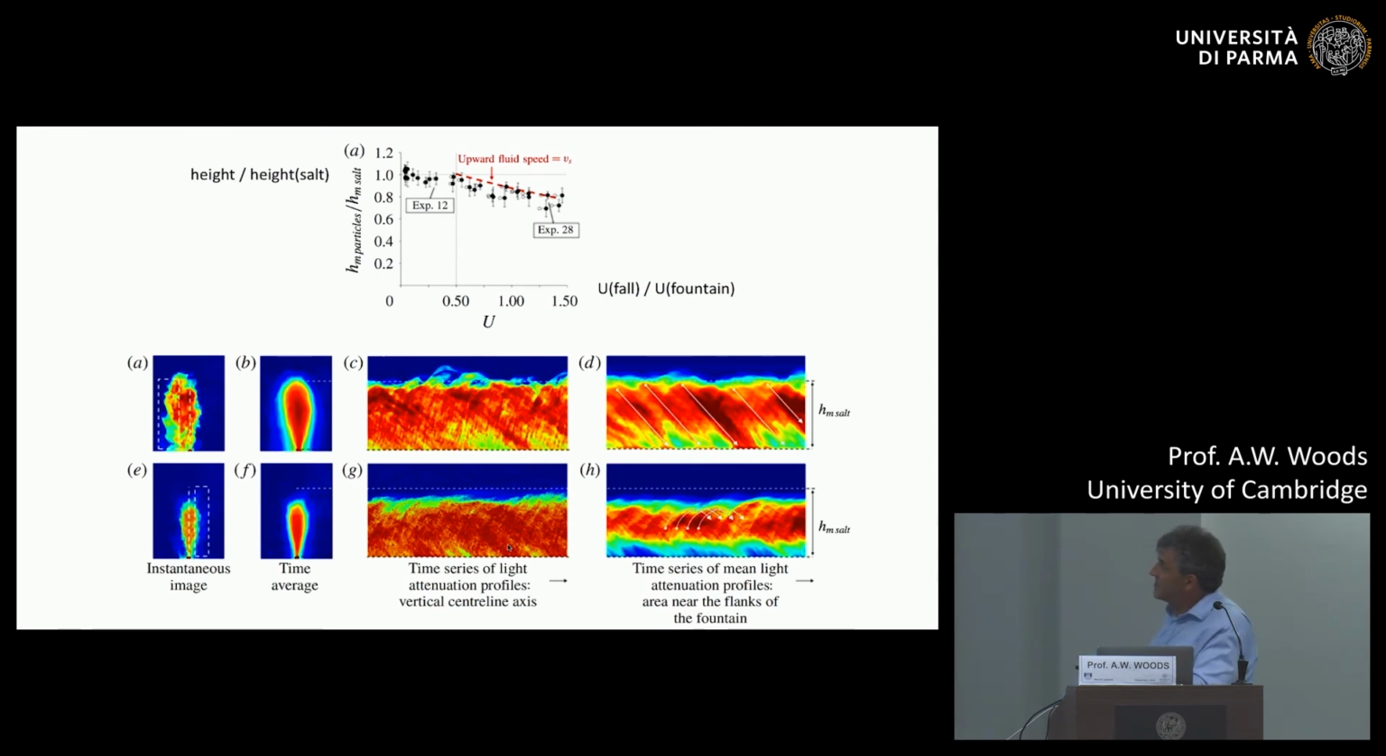And you can see this in the structure of the fountain. So this is a normal fountain where there's a lot of oscillation at the top of the fountain. And this is a fountain where the fall speed is bigger than the fountain speed, and so the particles don't get that high, and they actually fall out again. And we see these ballistic trajectories of particles as they start raining out of the fountain.